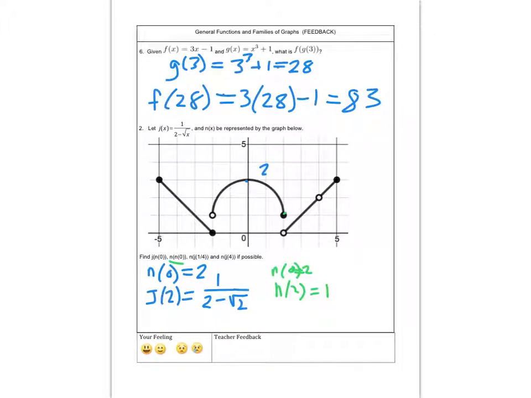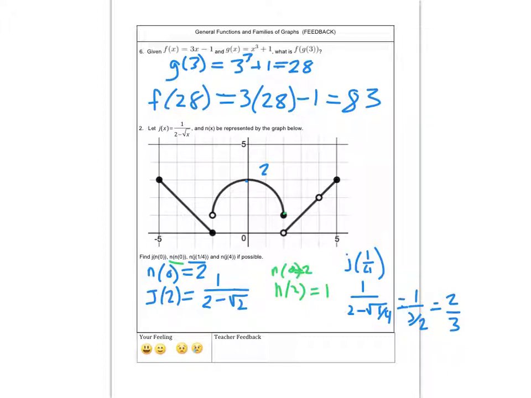Third one, we're going to find n of j of 1/4. So first off, I'm going to find j of a 4th, which when I plug that in, we get 1 over 2 minus the square root of a 4th. Square root of a 4th is a half, so 2 minus a half is 3 over 2. 1 over 3 over 2 is going to be the same thing as 2 over 3.